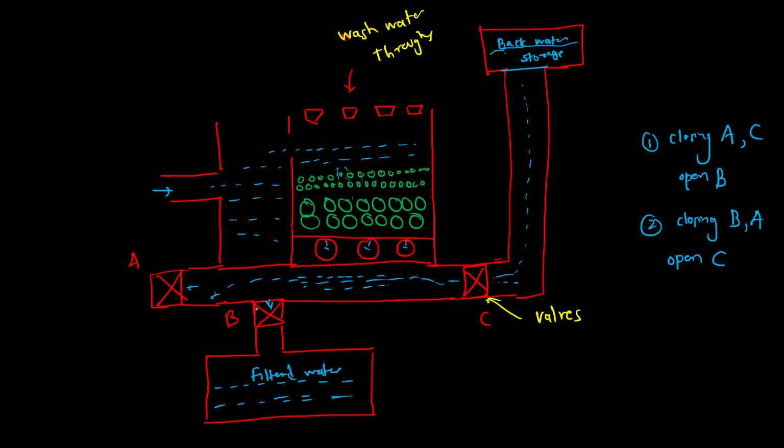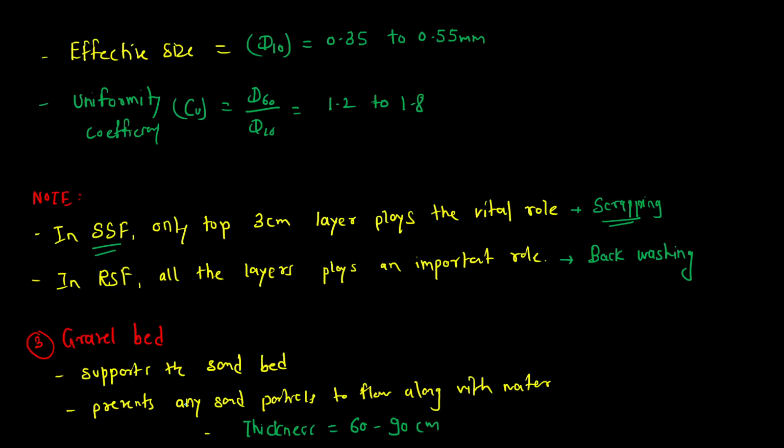As it cannot go through A and B, there will be pressure generated here, and it will start going in the opposite direction from the central drain to the lateral drain, and then it will start coming into this gravel bed and the sand bed. So due to this backwashing, or this back supply of water, the filter media will be in suspension, and that filter media will get cleaned. So this is called the backwashing of a rapid sand filter. In slow sand filter we were using scraping, whereas in rapid sand filter we use the backwashing method.